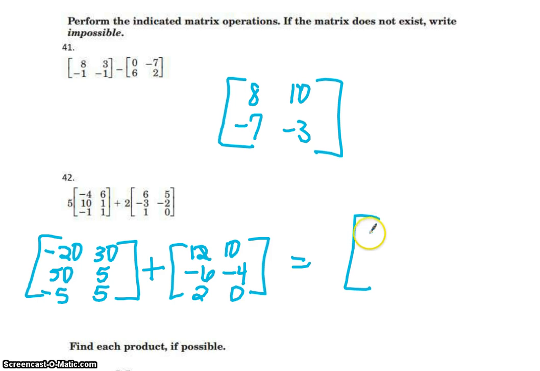Negative 20 plus 12 is going to be negative 8. 30 plus 10 is going to be 40. 50 plus negative 6 is going to be 44. 5 plus negative 4 is 1. Negative 5 plus 2 is negative 3. And 5 plus 0 is 5.